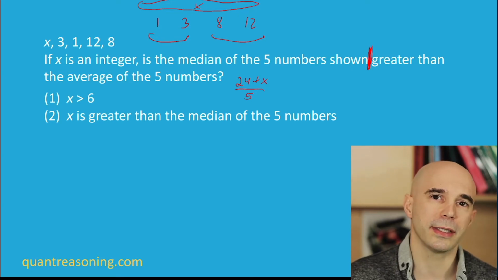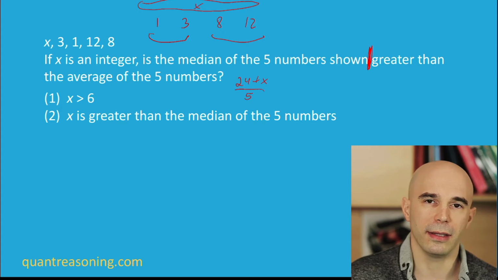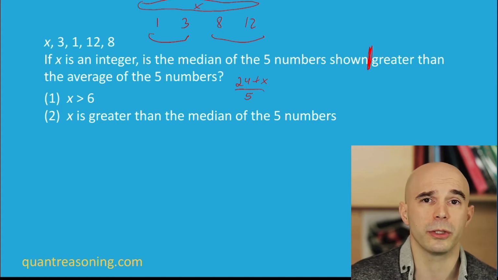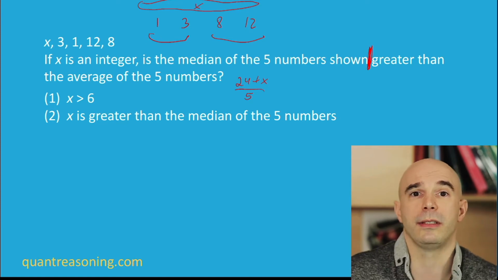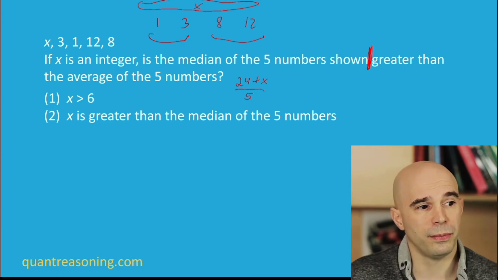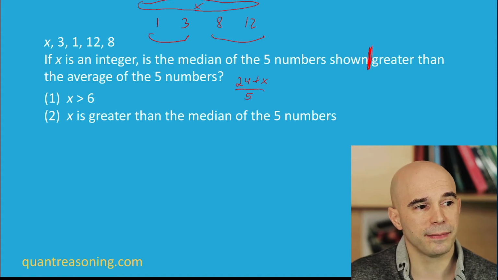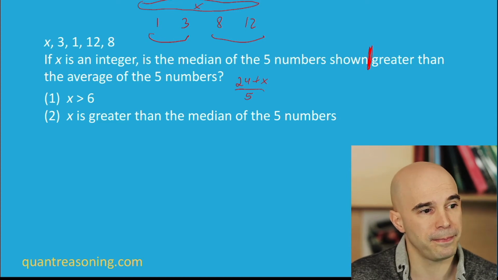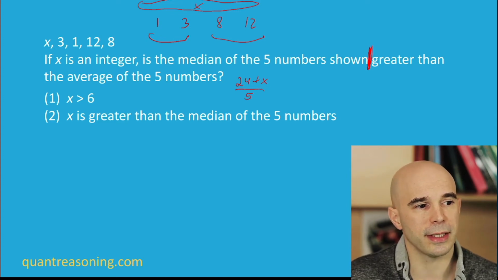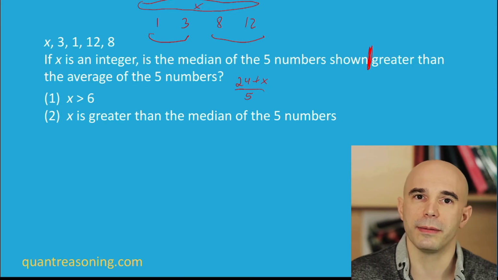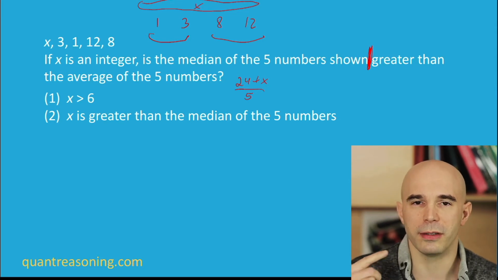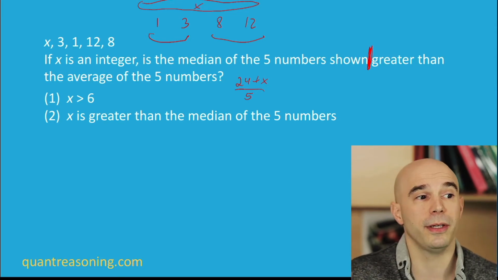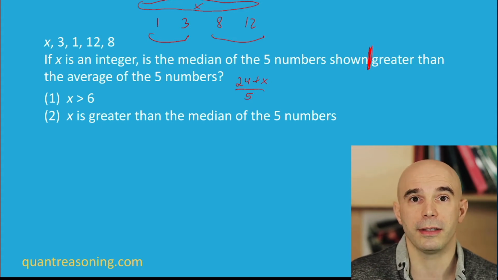Now we're ready to look at the statements. And it's important to always look at both just so that you can decide which one you want to start with. You'd want to start with the easier one to evaluate. But as I look at these statements, the first statement is easy to comprehend. It's just saying x is to the right of 6 on the number line. But the second statement says that x is greater than the median. And remember, in our initial analysis, we said the median could be either 3 or x or 8.